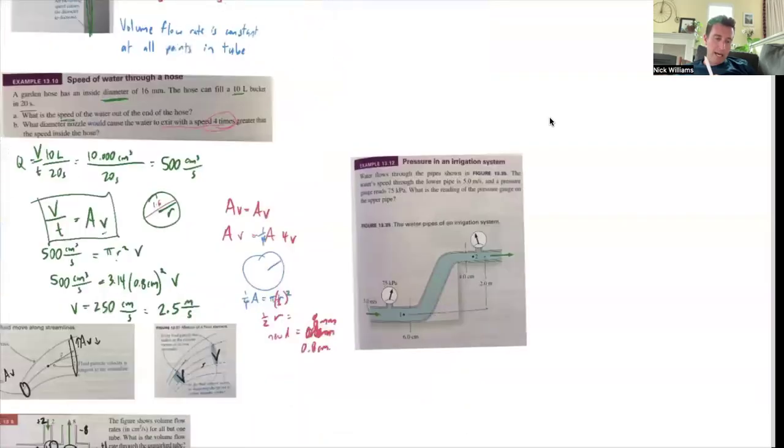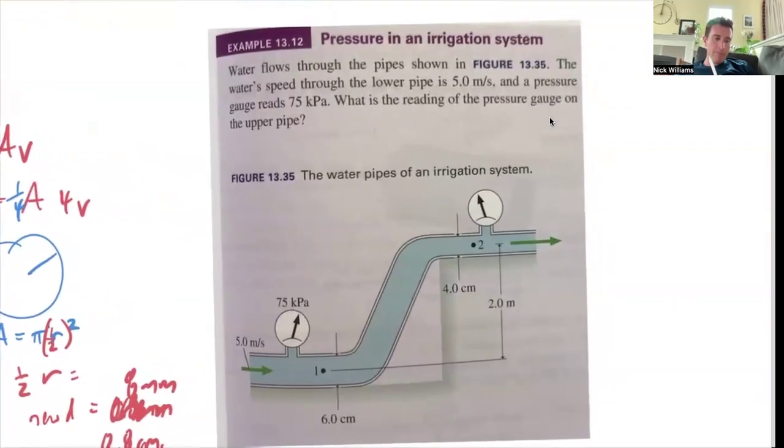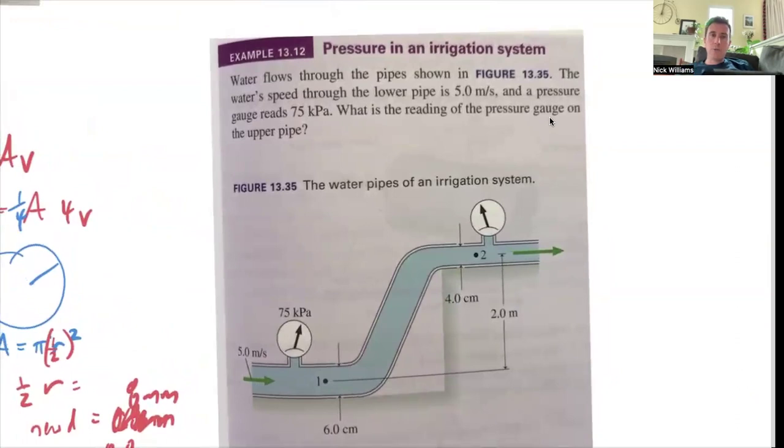We're going to do that with this practice problem. Water flows through the pipes as shown. The water's speed through the pipe is 5 meters per second, and a pressure gauge reads 75 kilopascals. What is the reading of the pressure gauge on the upper pipe?